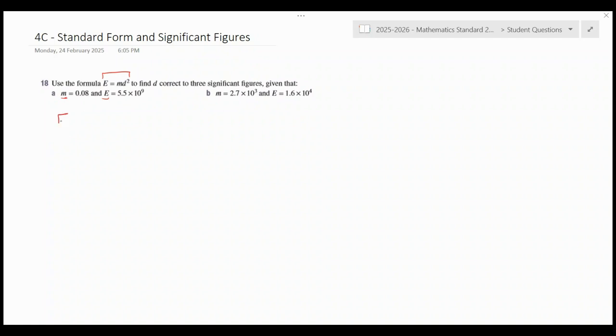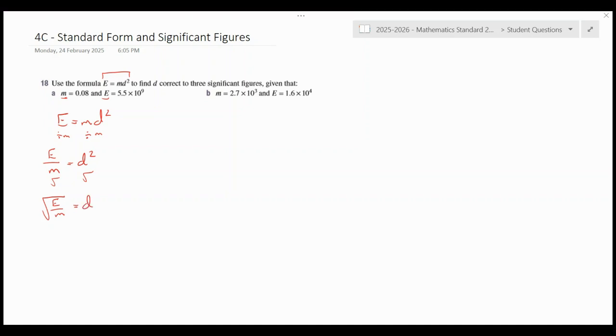So if I take my e equals md squared and go, all right, well, how do I get d on its own? Well, the first thing I'm going to do is divide both sides by m. So I end up with e over m equals d squared, which is good, but we're not quite there. I need to get rid of the d squared. So to get rid of the squared, I square root it. So I square root both sides. I end up with the square root of e over m equals d. And now we've got something we can work with.